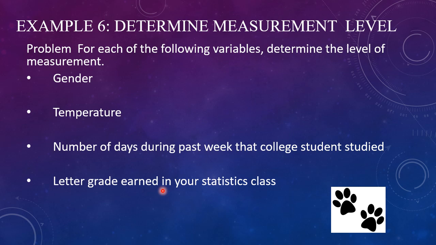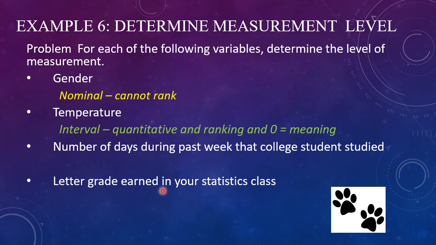So gender is going to be male or female. There isn't really any way to rank those. So this is just a naming thing, so this would be nominal as it cannot be ranked. Now temperature is numeric in order, so it's quantitative. We can rank temperature. And so the other question is, what does 0 mean? Does 0 mean there is no temperature? Well, no, 0 degrees is actually a temperature. It doesn't mean the absence of heat, it's just some measurement of heat. So since 0 does indeed have an indication or a value for that variable, then this would be interval, because it's quantitative, it can be ranked, and 0 does have meaning.